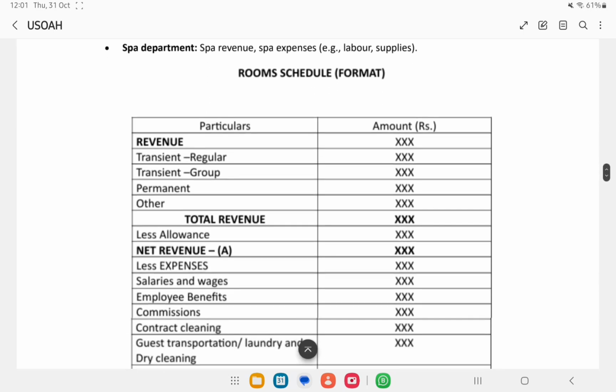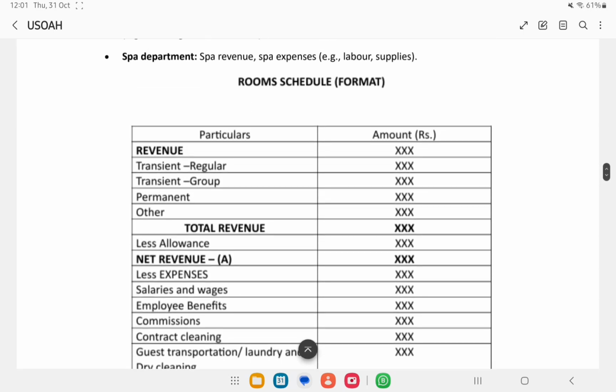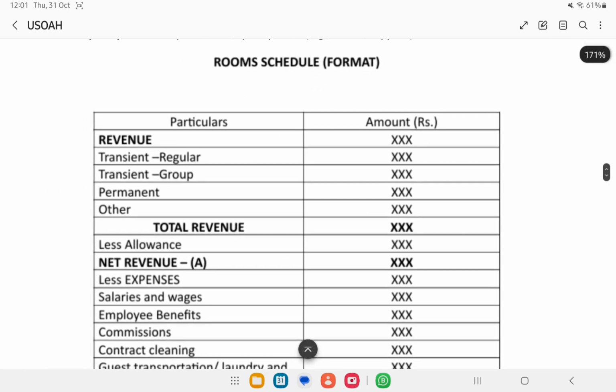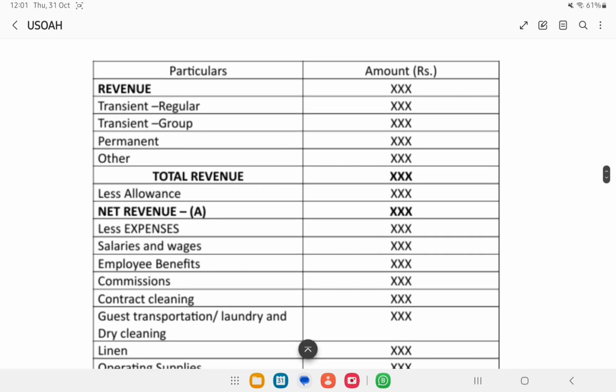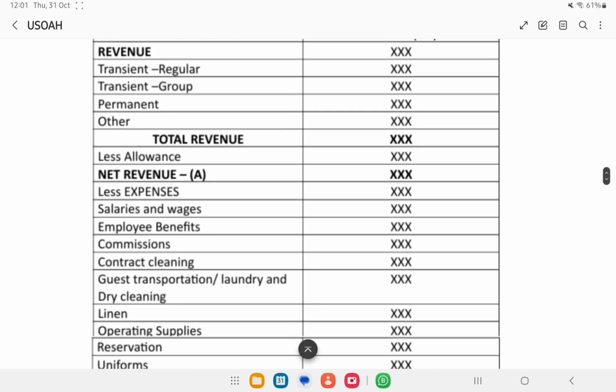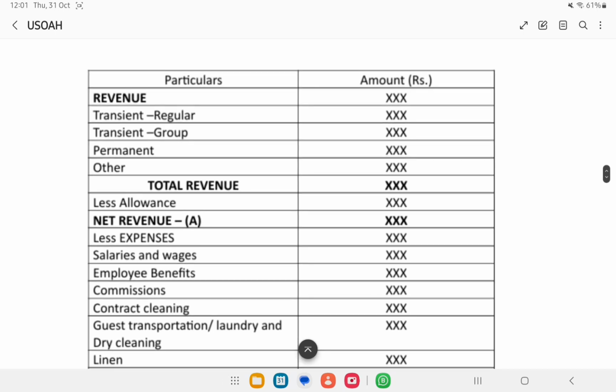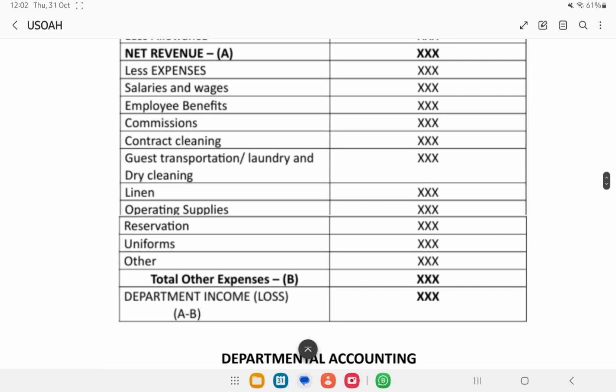Now let's see the general format of preparing a schedule. I'm telling you once again, a schedule is the small part of the whole income statement prepared specifically for a department. Here we are given an example of a room schedule. That means it is the income statement of rooms. It shows the revenue generated from rooms. After that, what all the expenses are met. By deducting the expenses from the income, we will get whether the rooms department has made a profit or loss.